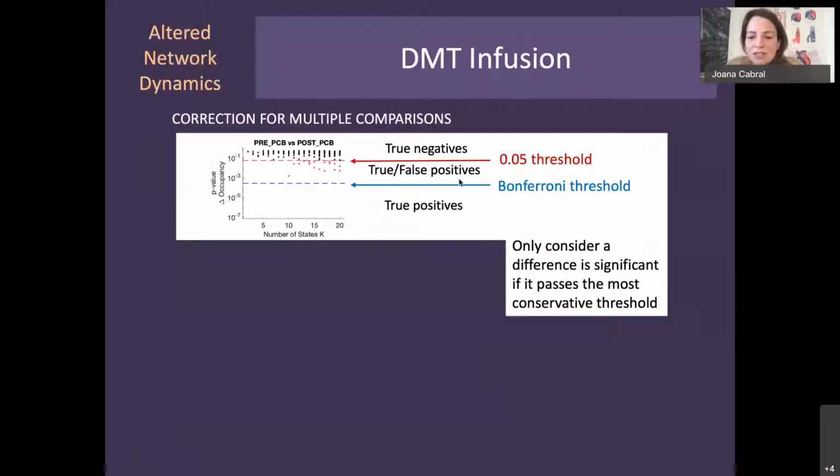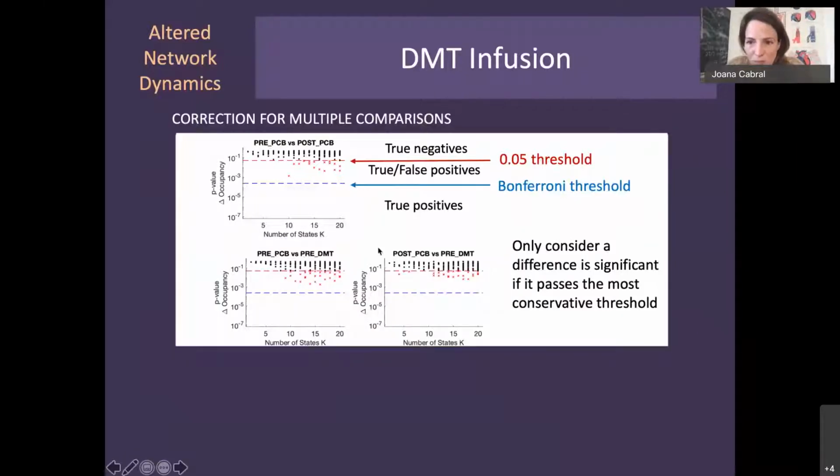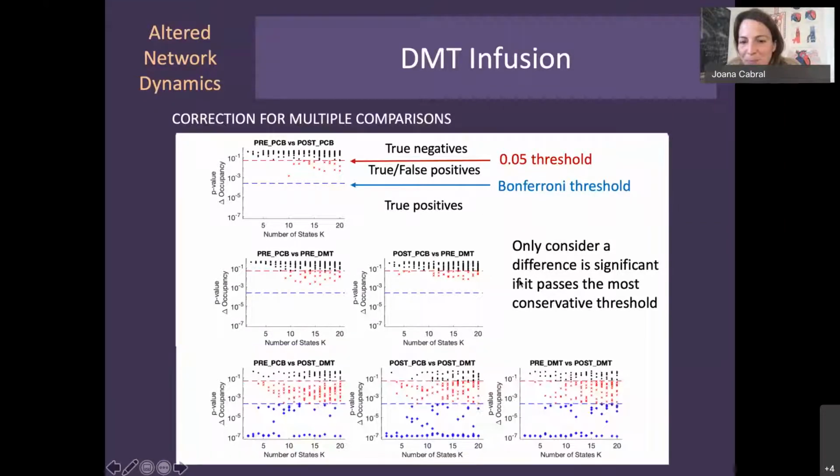which is a Bonferroni threshold that corrects for all the comparisons that we do. Now, if we compare again these non-psychedelic conditions with each other, none of them again passes the blue threshold. So these red dots here that pass the 0.05 threshold are the false positives that arise when we compare many things together. Now, when we compare with the DMT, so these are comparing pre-placebo with post-DMT, or post-placebo with post-DMT, or pre-DMT versus post-DMT, all of them show a significant difference for any number of clusters that we choose.